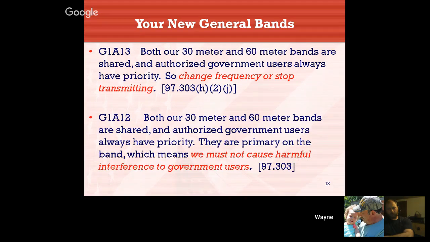And don't try to engage the government in a conversation. It won't work. Both the 30 and 60-meter bands are shared, and authorized government users always have priority. So they are primary on the band, which means we must not cause harmful interference to government.